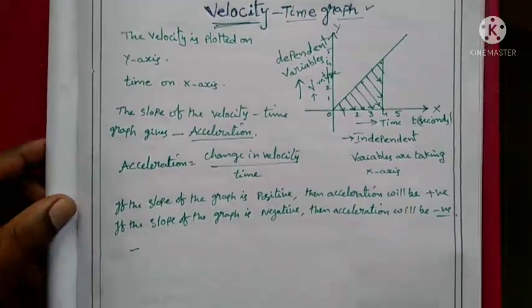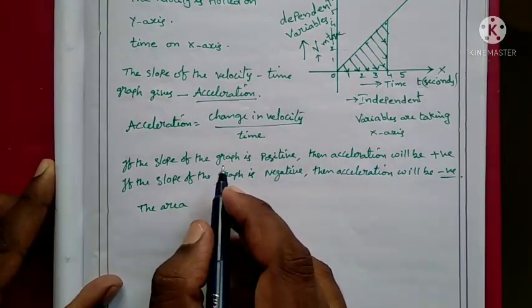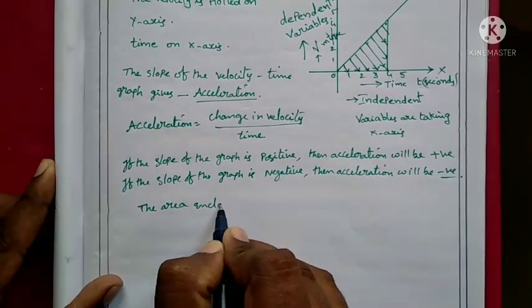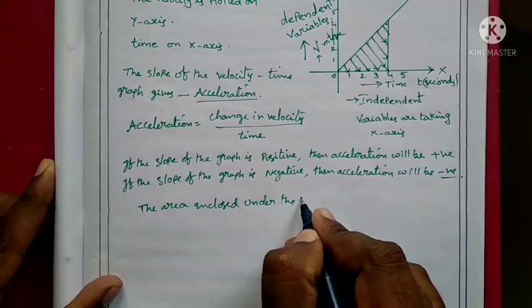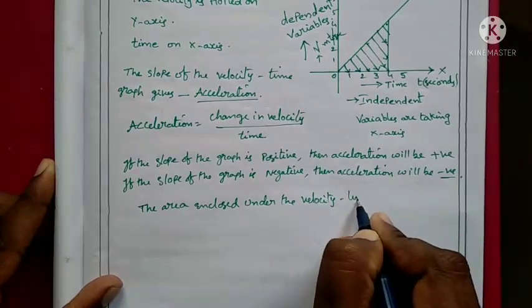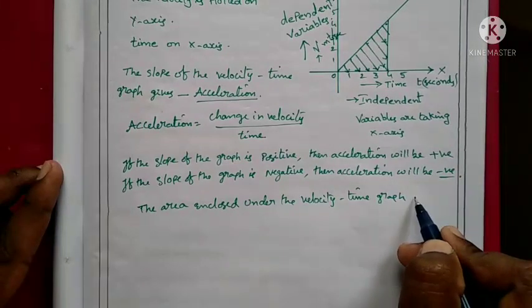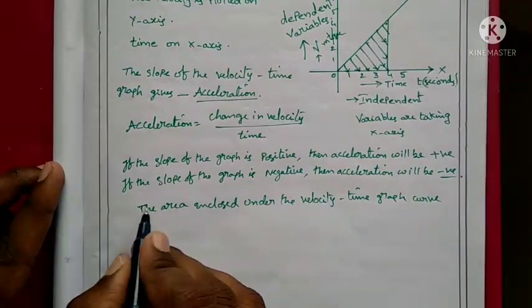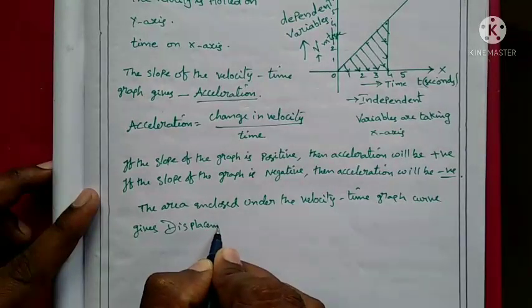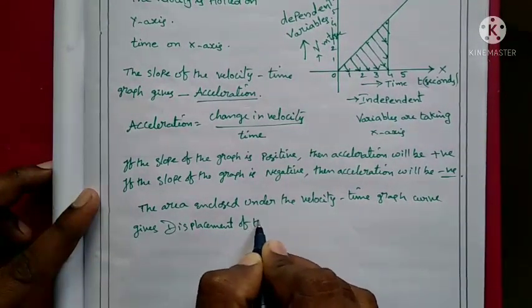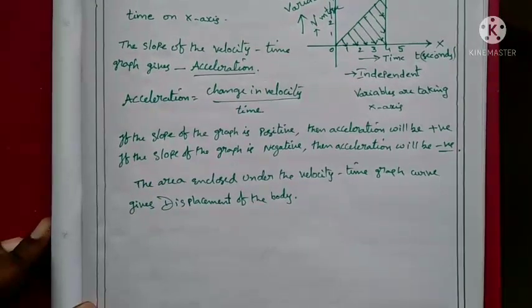The area enclosed under the velocity versus time graph curve gives the displacement of the body. It is the area under the curve.